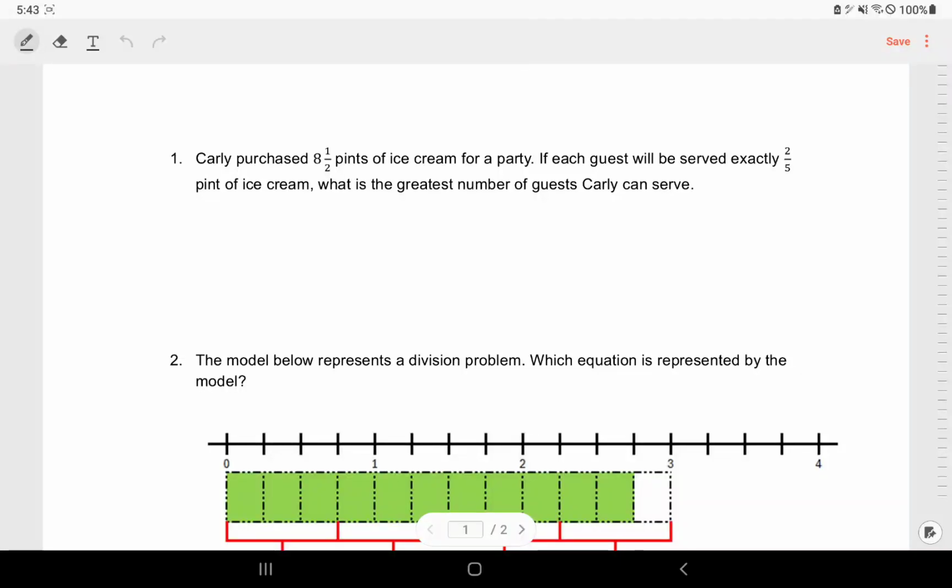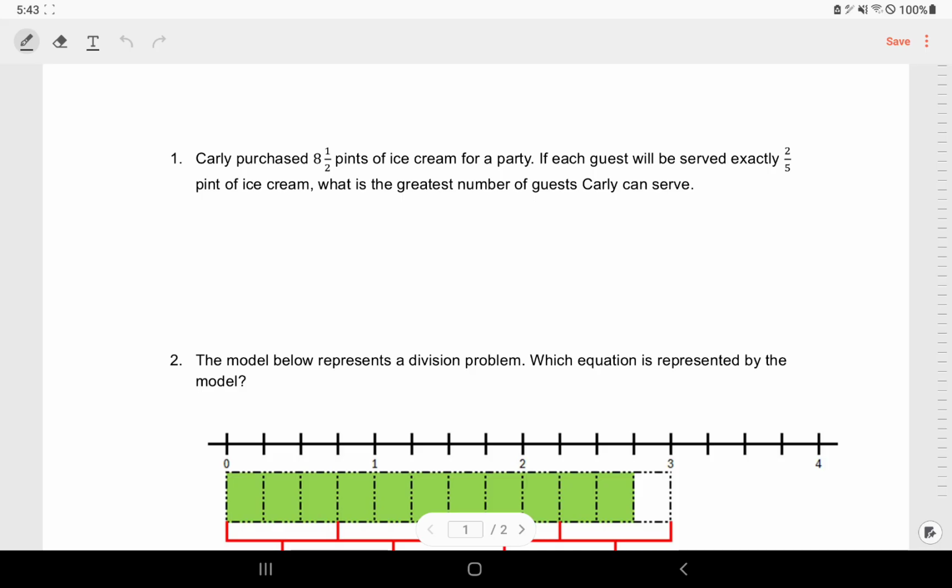The topic B review, trying it again because there were some problems the last time. So we've got 8.5 pints of ice cream for a party. Each guest will be served exactly 2/5 a pint of ice cream. What is the greatest number of guests they can serve?